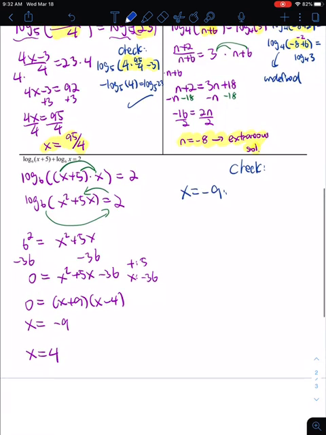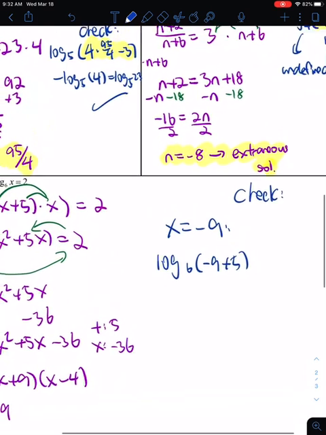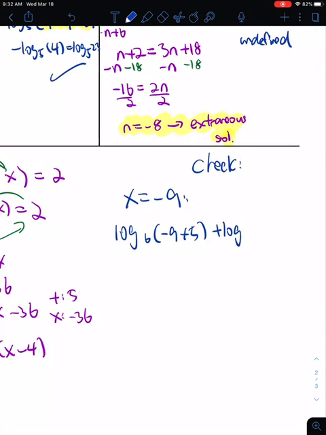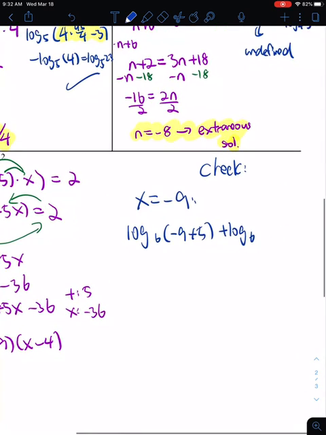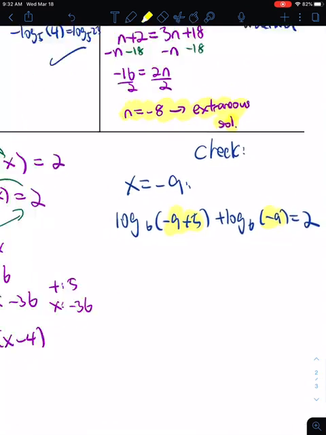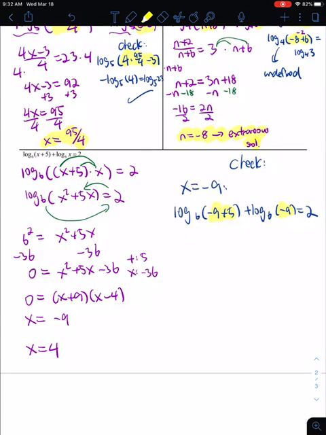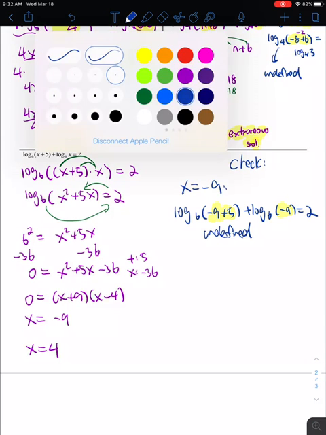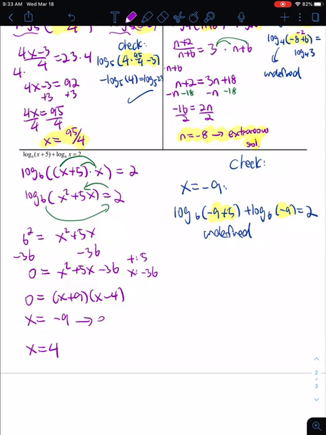So plugging into the equation, I have log base 6 of negative 9 plus 5 plus log base 6 of negative 9 equals 2. Again, we see that we end up with a negative number here and here. So that tells us that this is actually undefined. So let's go ahead and write that, undefined, which means for x equals negative 9, if we come back over here, we get an extraneous solution.